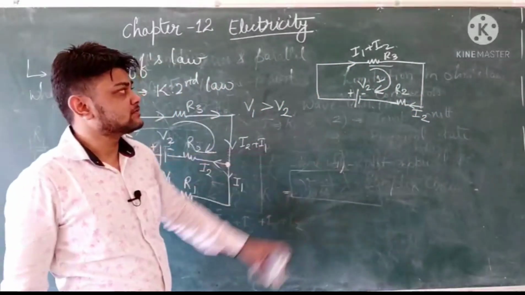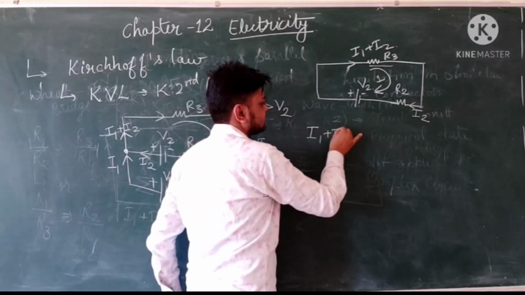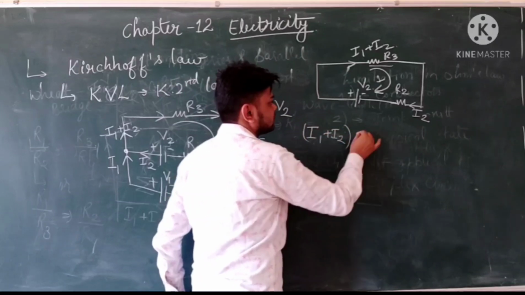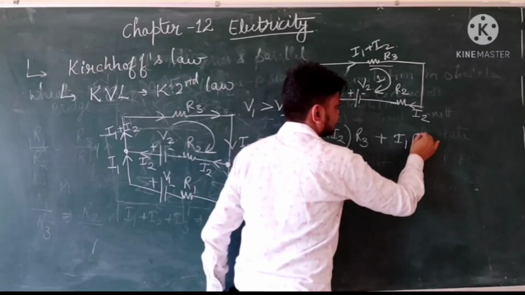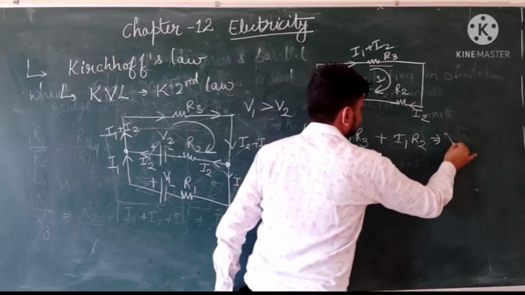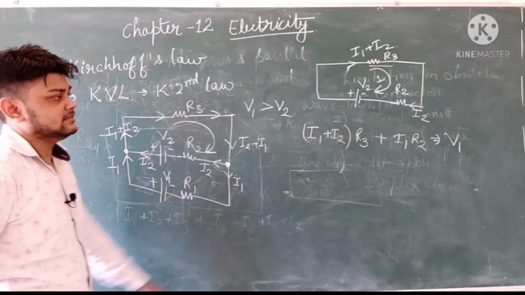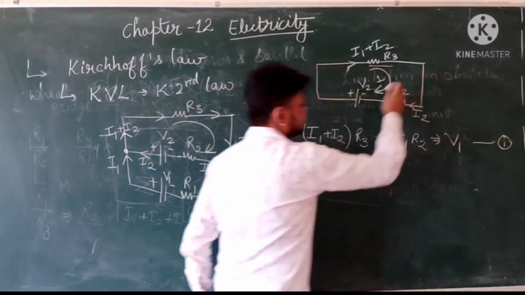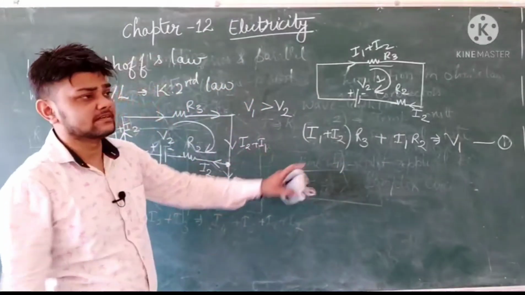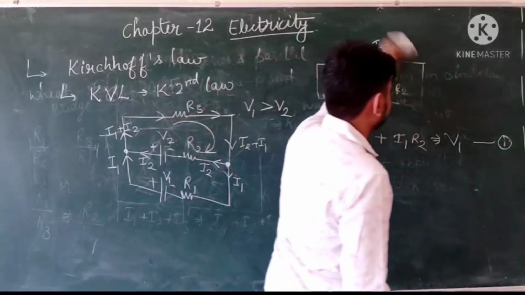So as per Kirchhoff's voltage law, the total potential, that is (I1 plus I2) R3 plus I1 R2, will be equal to V1. This condition will be taken. This will be our equation number 1 for the circuit, for the main circuit. If I take the second circuit here, how will it be represented?